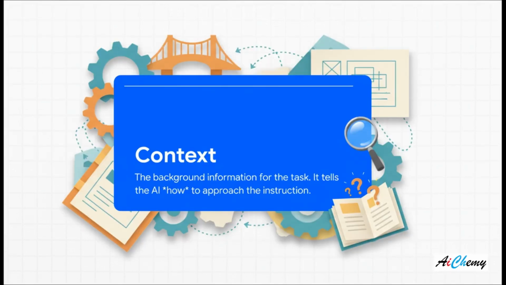Okay, ingredient number 2 is context. So if the instruction is what to do, the context is how to do it. This is where you give the AI all the background info it needs. It's what turns the AI from a general, kind of boring encyclopedia into a focused expert for your specific task.